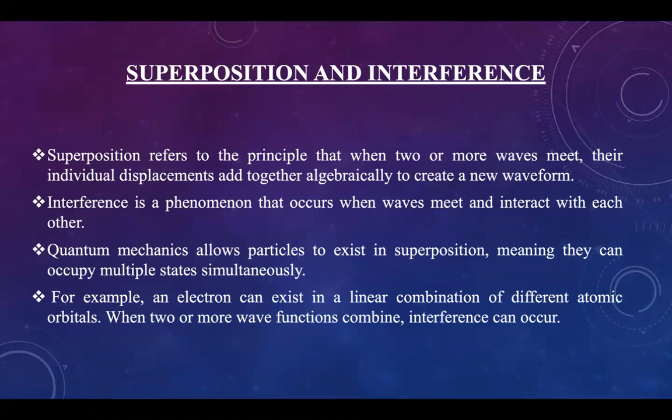Superposition and interference. Superposition refers to the principle that when two or more waves meet, their individual displacements add together algebraically to create a new waveform. Interference is a phenomenon that occurs when waves meet and interact with each other. Quantum mechanics allows particles to exist in superposition, meaning they can occupy multiple states simultaneously. For example, an electron can exist in a linear combination of different atomic orbitals. When two or more wave functions combine, interference can occur.